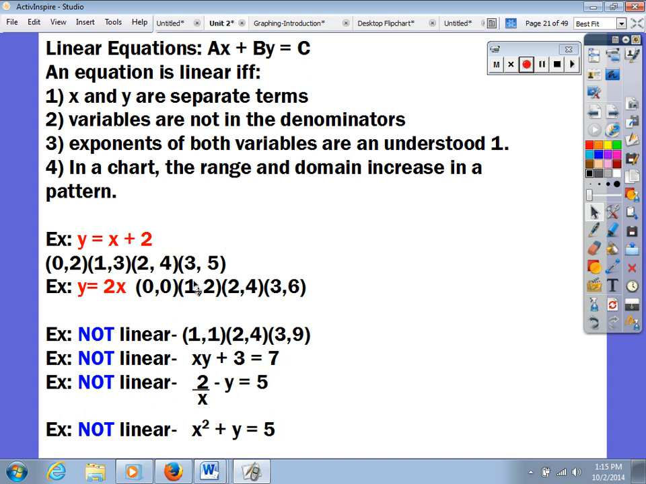Okay, here's another example of linear. These down here, though, they are not linear. The first one is not linear for obvious reasons. If you look at your x, it's constantly going up by 1.